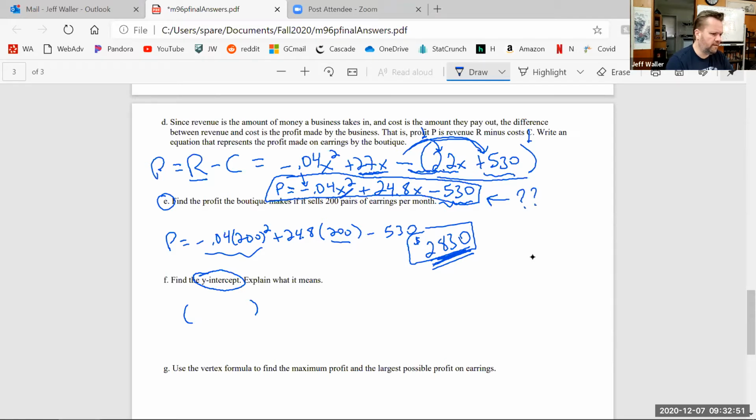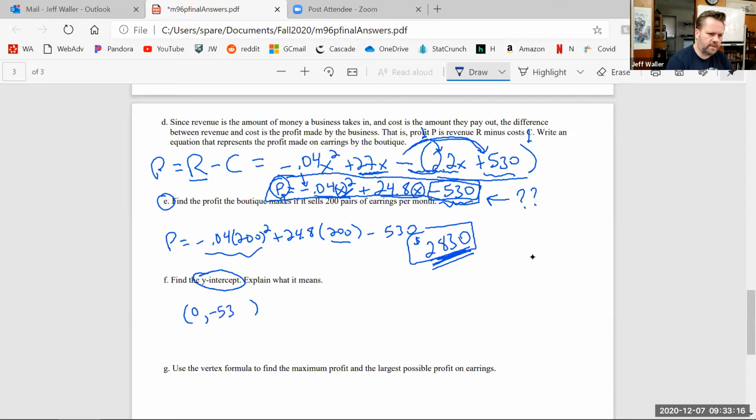How do you find the y-intercept or the p-intercept? What do you do? Plug in 0. So this piece goes to 0, this piece goes to 0, so you're just left with this piece. So it's 0, negative 530.